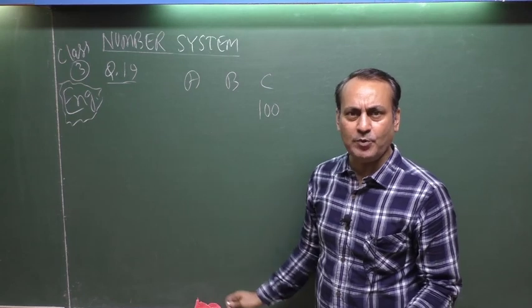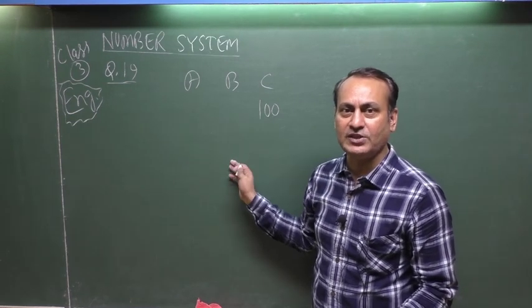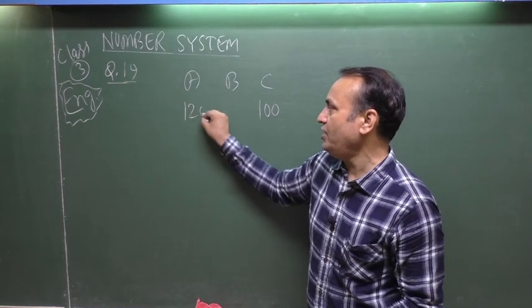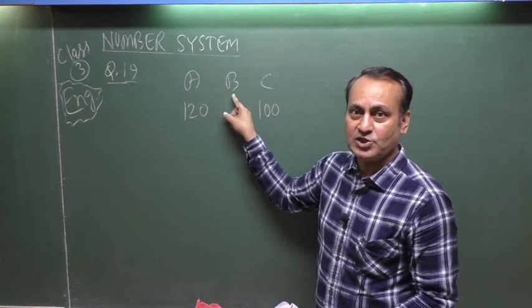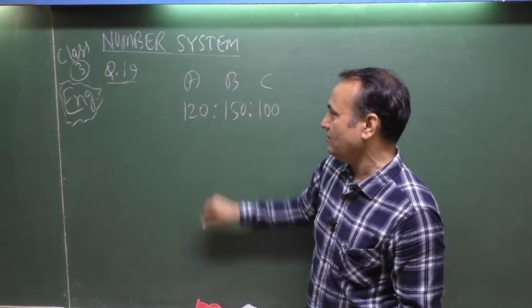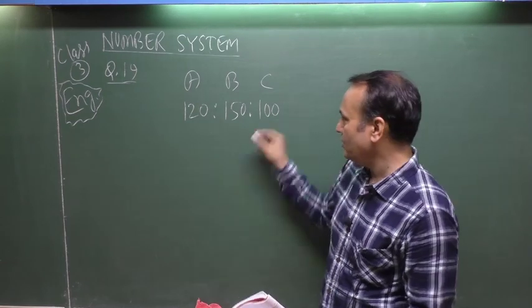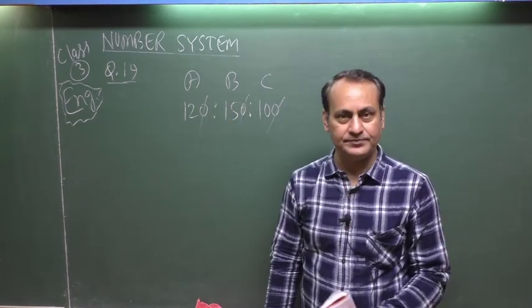The third number is supposed to be 100 here, and according to the question, the first number is 20% more than this one. That means this will be 120, and this number is 50% more than this one. That's why this will be 150. All these are in the ratio. Okay? The zeros cancel.